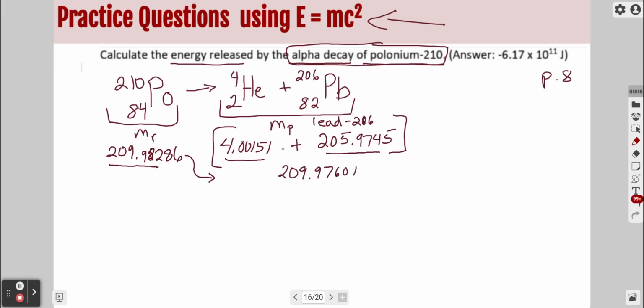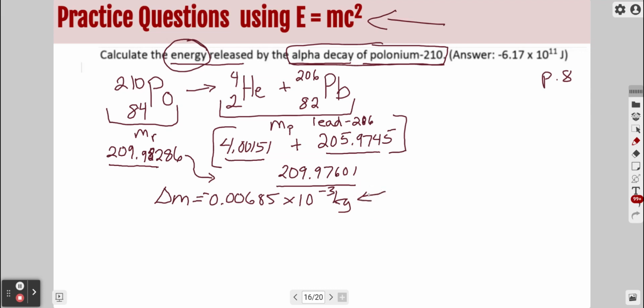Okay, so our two products add up to 209.97601, and then I'm going to subtract that from the polonium. And that gives us a mass change of 0.00685, and that's negative again. We're losing mass. And remember, we go back and we just check our units, and our units are all going to be times 10 to the negative 3 kilograms. All right, so our change in mass, but we want to know how much energy is released. So this amount of mass is lost.